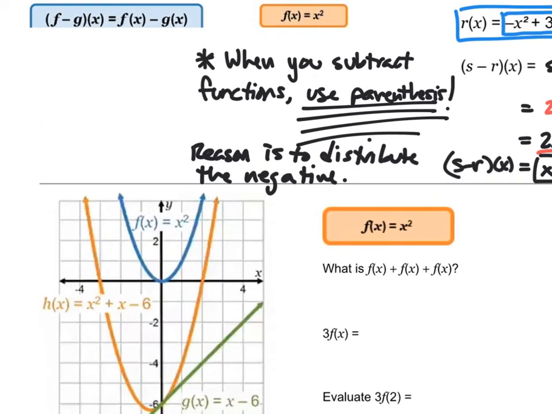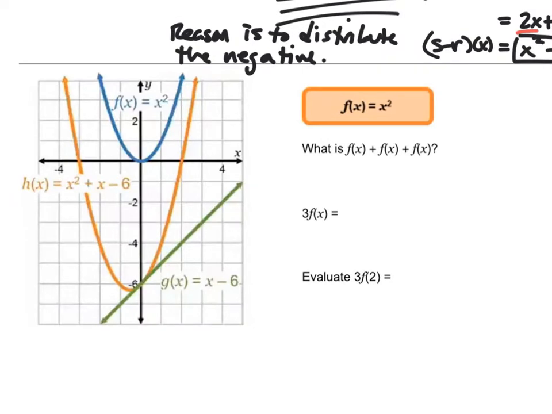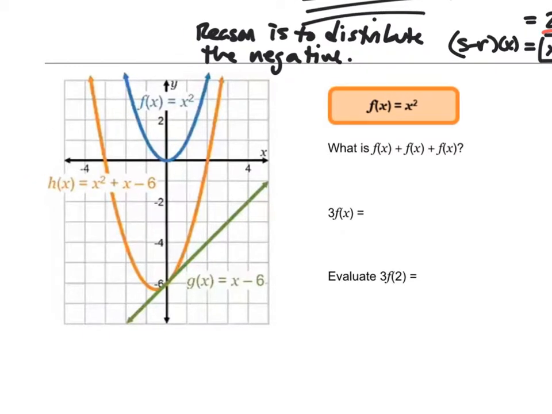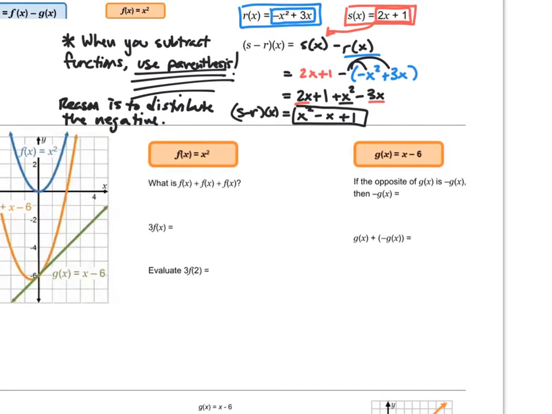Okay, so then, all right, we have this function here. We got these three functions. We got this function f, which is x squared. You have this function h, which is x squared plus x minus 6. And then you have a function g of x, which is x minus 6. We have that picture, okay?